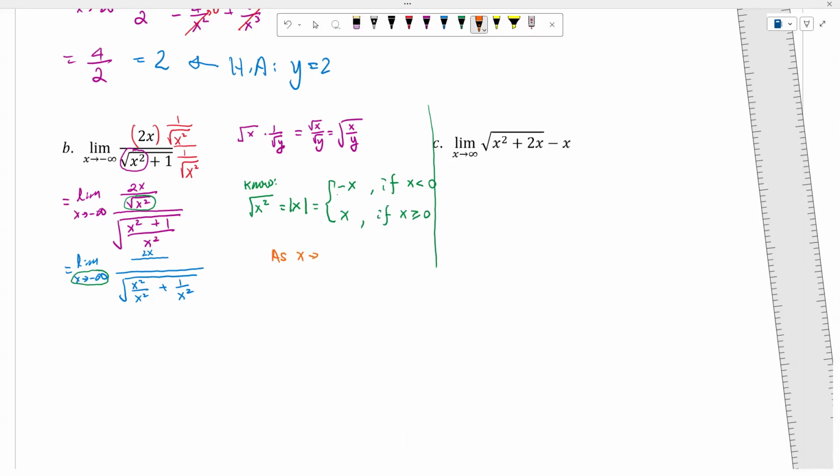As x approaches negative infinity, it means that x is less than 0. So the absolute value of x, or the square root of x squared, is equal to negative x. Now we are going to simplify this. I will have x and x cancel, so I have negative 2 all over the square root of 1 plus 1 over x squared.